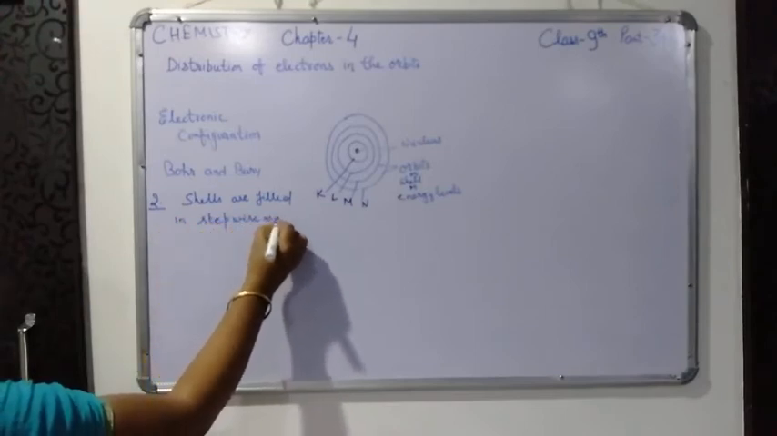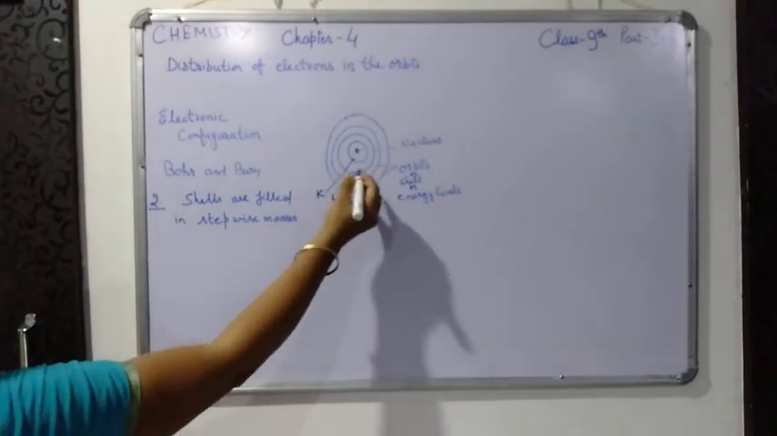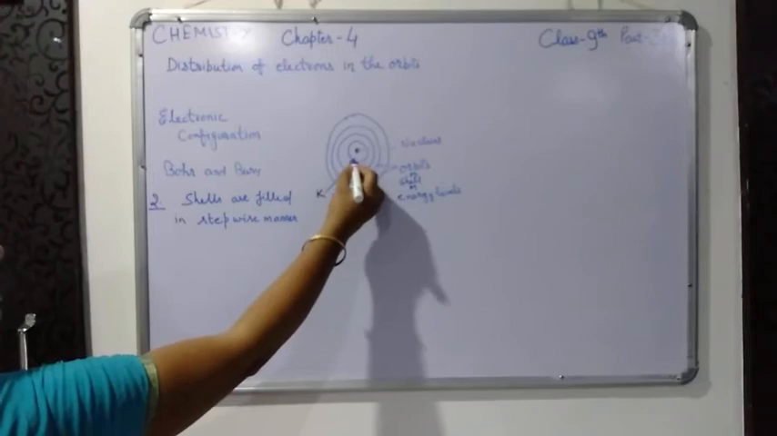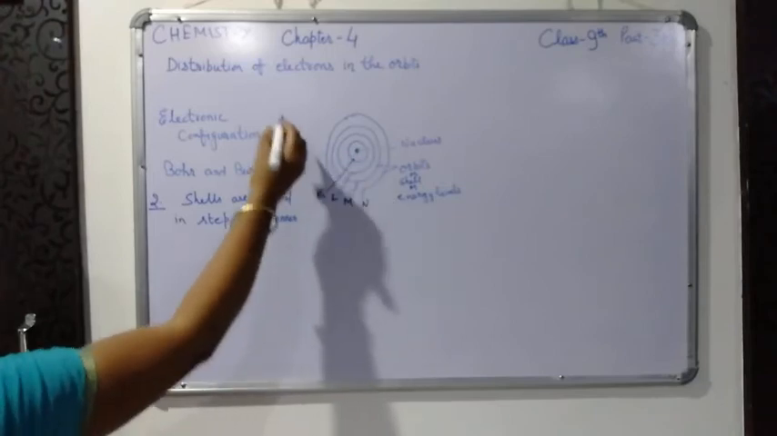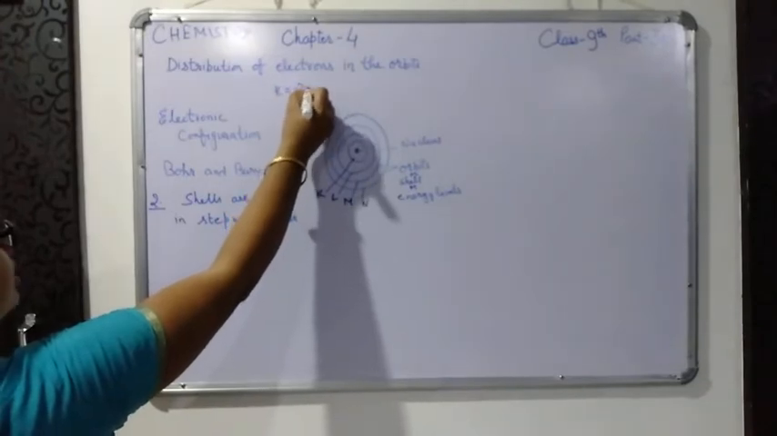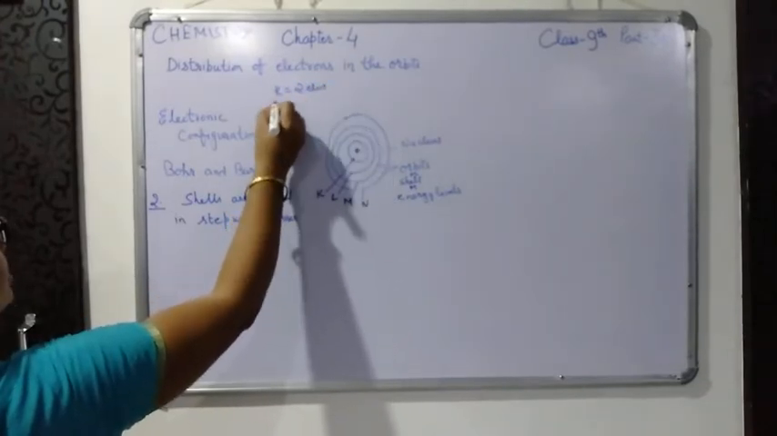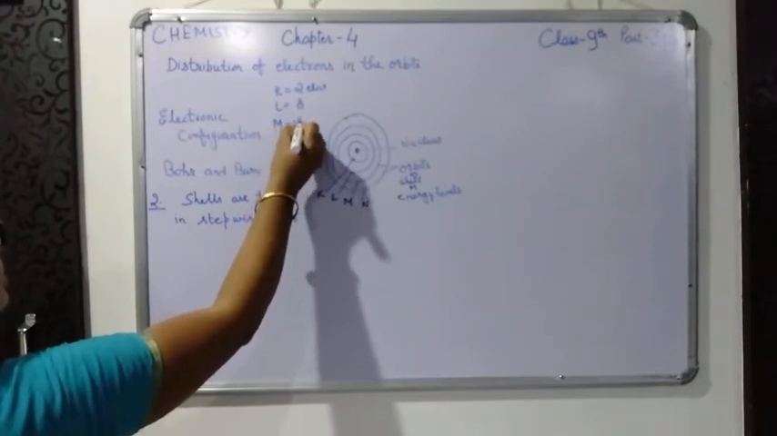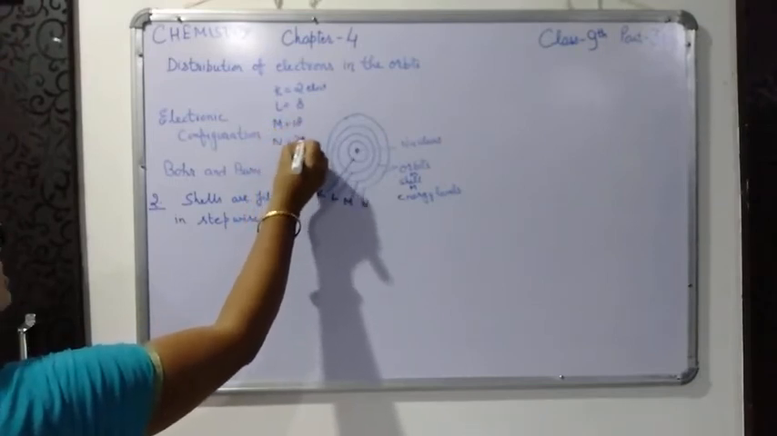Stepwise manner. It means that, suppose this one is your first shell. In the first shell, the maximum number is 2 electrons. In the second shell, the maximum number is 8. In the third one, the maximum number is 18, and in the fourth one, the maximum number is 32.